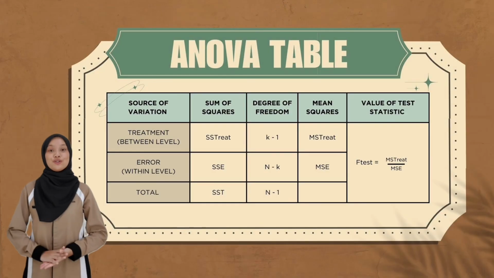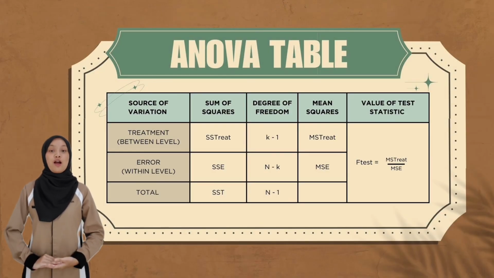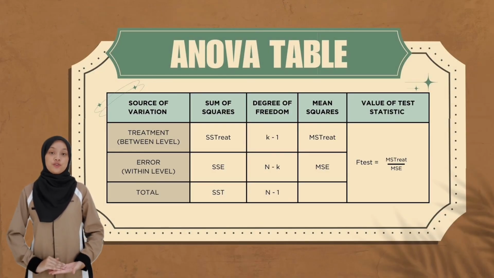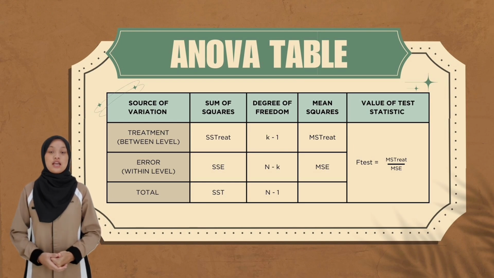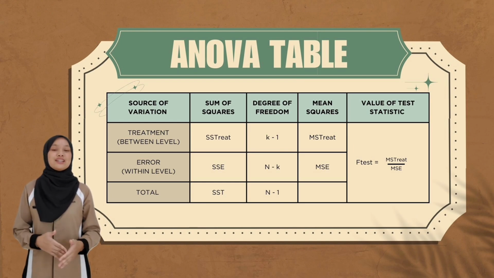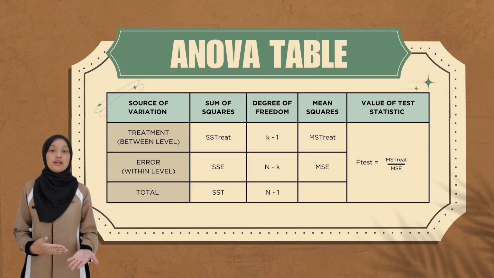So now I will show you how to create an ANOVA table. First and foremost, the first row has the source of variation, sum of squares, degrees of freedom, mean square, and lastly the value of the test statistic.